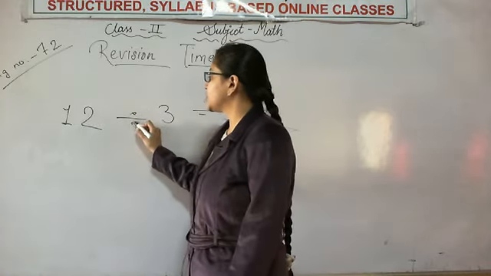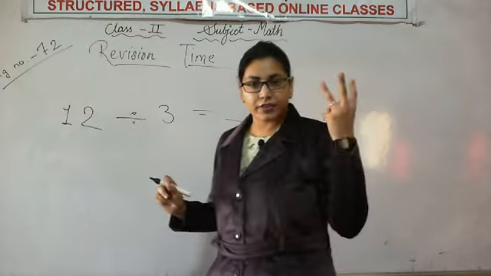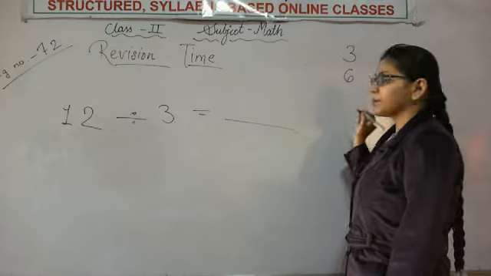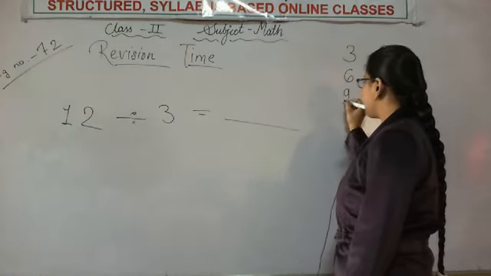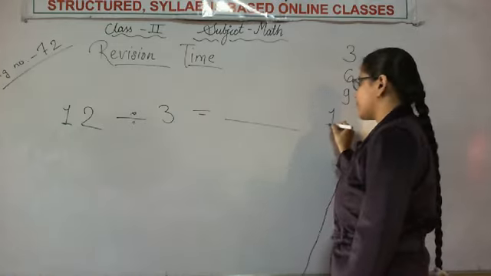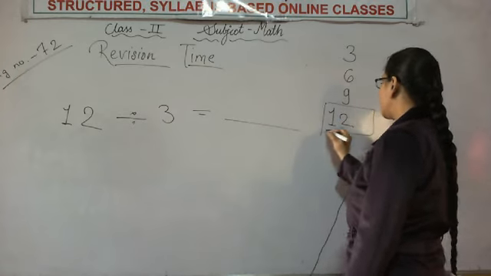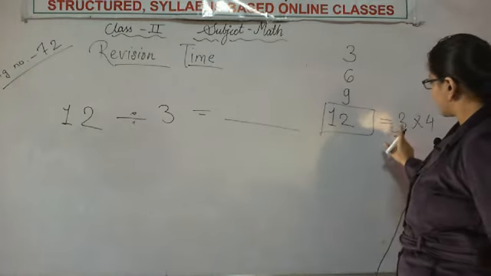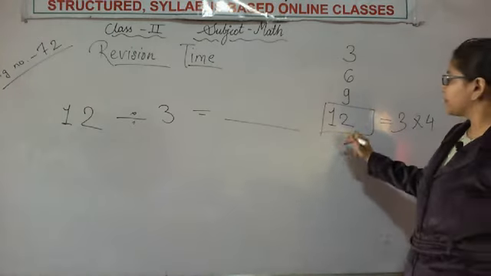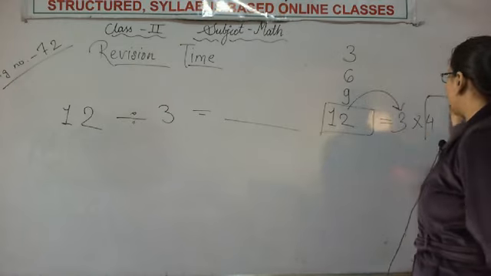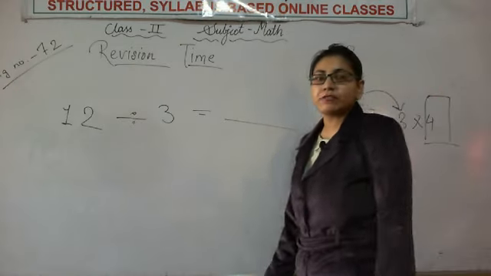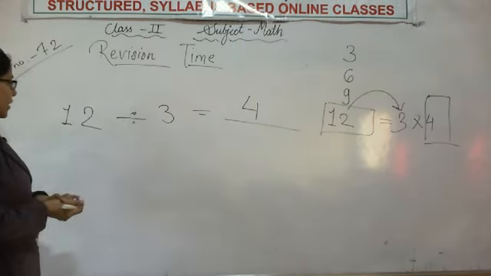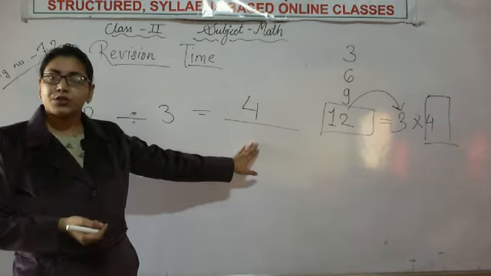So for dividing 12 by 3, we'll need table of 3. So let's see. 3 ones are 3, 3 twos are 6, 3 threes are 9, 3 fours are 12. We got 12 in how many times? 3 into 4. 3 fours are 12. So 3 into 4 is equals to 12 and 12 divided by 3 will be equal to 4. This is the relation between multiplication and division. So answer will be 4. 12 divided by 3 is equals to 4.